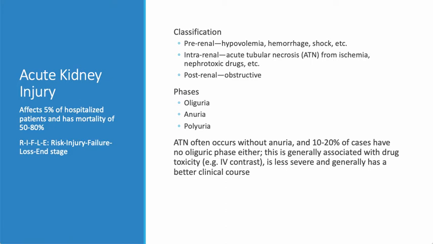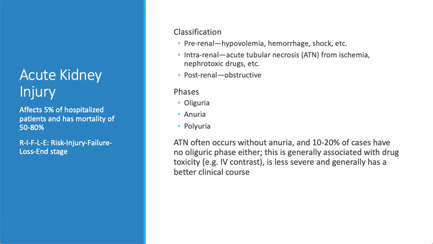You learned in undergrad that there's 3 phases of acute kidney injury. There's the oliguric phase, the anuric phase, and the polyuric phase. We don't always have the anuric phase. Did you ever notice that when you had somebody with acute kidney injury? They don't always have an anuric phase, and you're thinking to yourself, well, I learned this in college. Why is it not the case here with this patient? Well, 10 to 20% of the time, that doesn't happen.